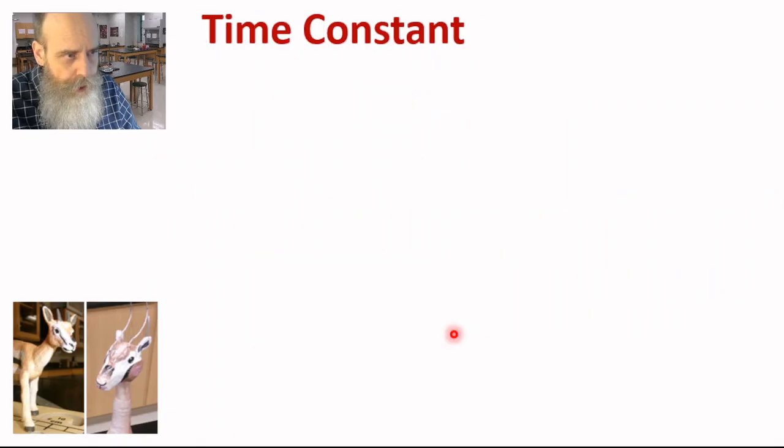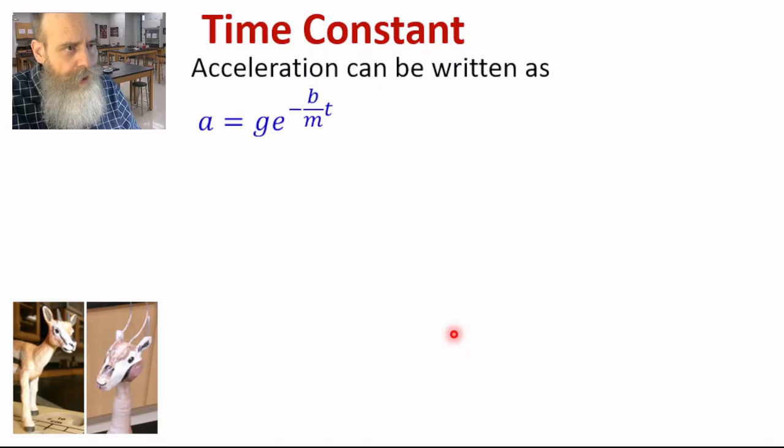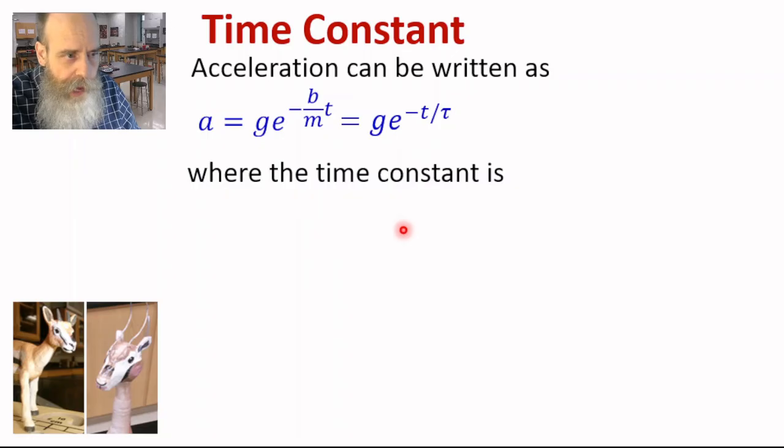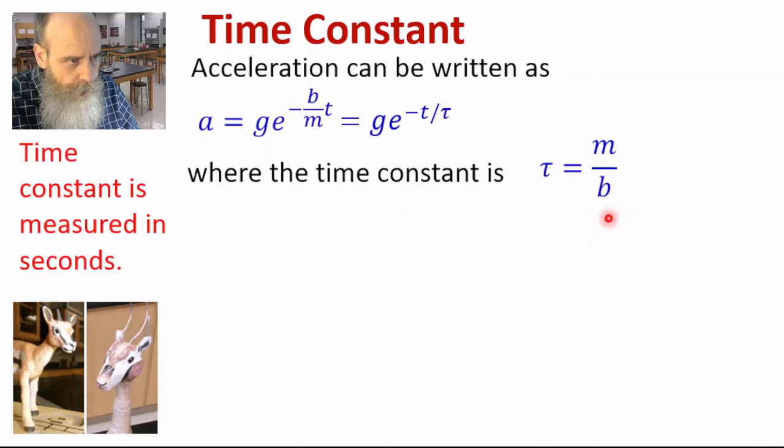The time constant. This is the acceleration, g e to negative b over m t. We can write that acceleration as g e to negative t over tau, where tau is called the time constant, and tau equals m over b. The time constant is measured in seconds. It has to be in seconds because the argument of the exponential function must be dimensionless. So t is in seconds, then tau must also be in seconds.